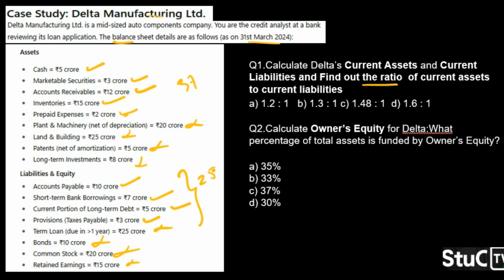So the ratio will be current assets to current liability. So current assets is 37 divided by 25. This should be your answer. So if you divide 37 by 25, you will get 1.48. So C will be your answer. Let's move to the second question.